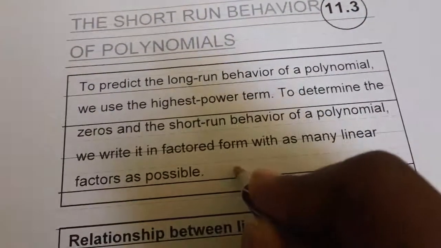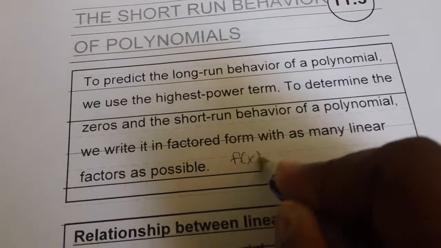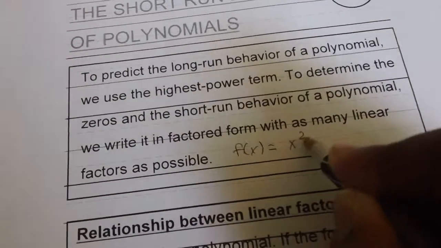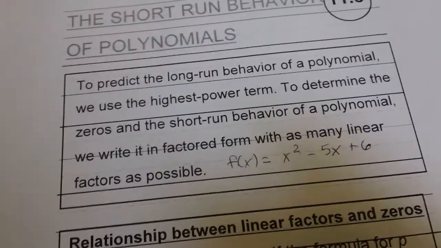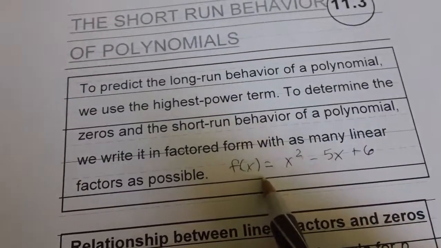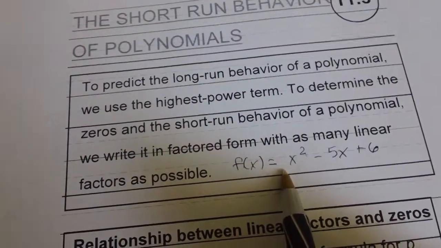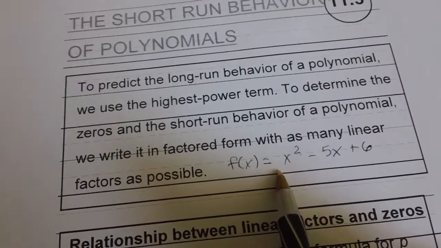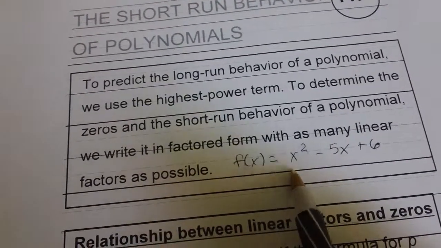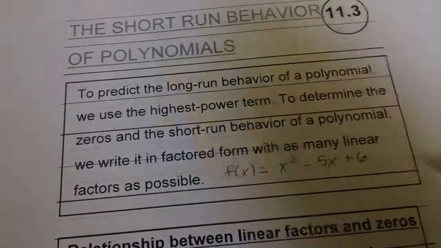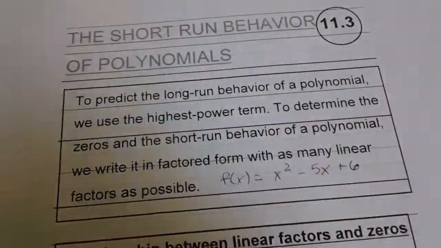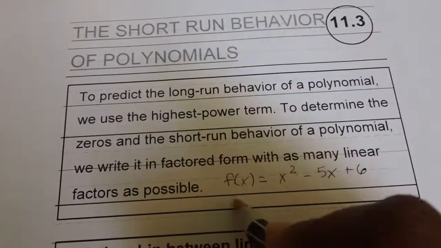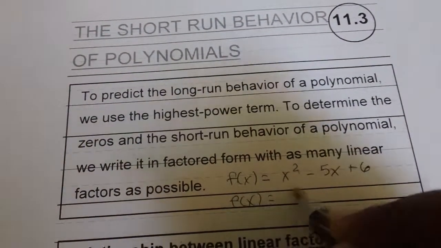So for example, here's a polynomial, minus 5x plus 6. I know that the long run behavior, the limit of this function as x approaches infinity, will be the same as the limit of x squared as it approaches infinity. But that's the long-term behavior. What's going on in the middle, I call it the short run behavior? Well, I can rewrite this in factored form.